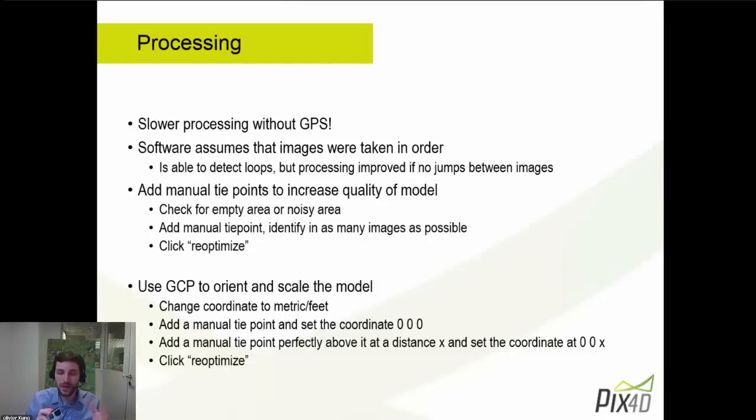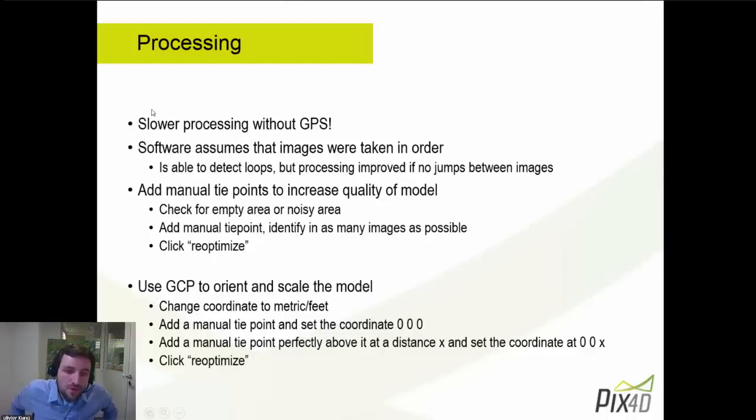However, something we really recommend to avoid is to jump from one place in the area to the other and to take images randomly. This potentially could also work because the software is smart enough to detect that, but you are not helping the software. You're actually making its life much harder. So if you can avoid doing jumps, the processing is going to be potentially a bit faster and also more reliable.